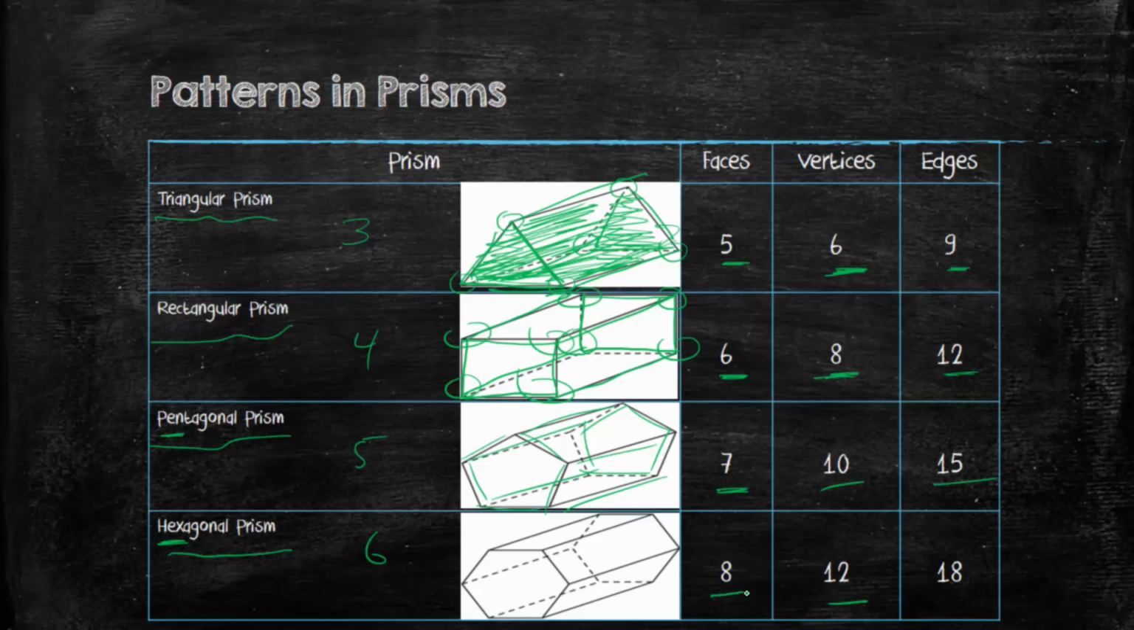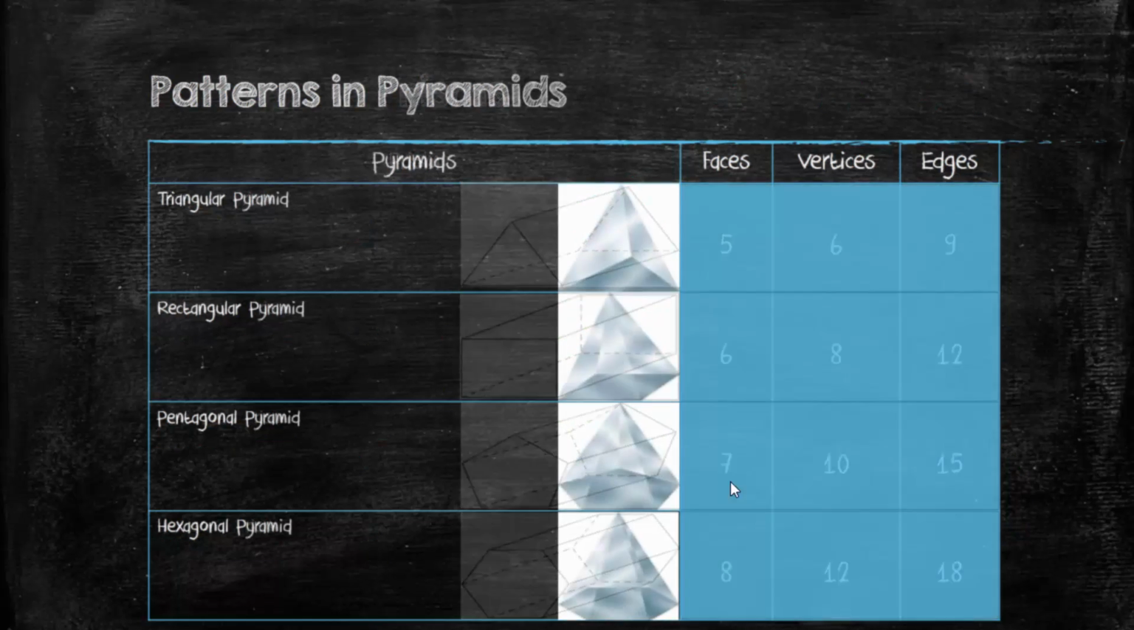And hexagonal, 8 faces, 12 vertices, and 18 edges. Now if we look at the pattern here, the faces is going up by 1, right? So plus 1. That's the faces. The vertices is going up by 2, and the edges is going up by 3. So there's definitely patterns to recognize here. Okay, let's move on to something else here.